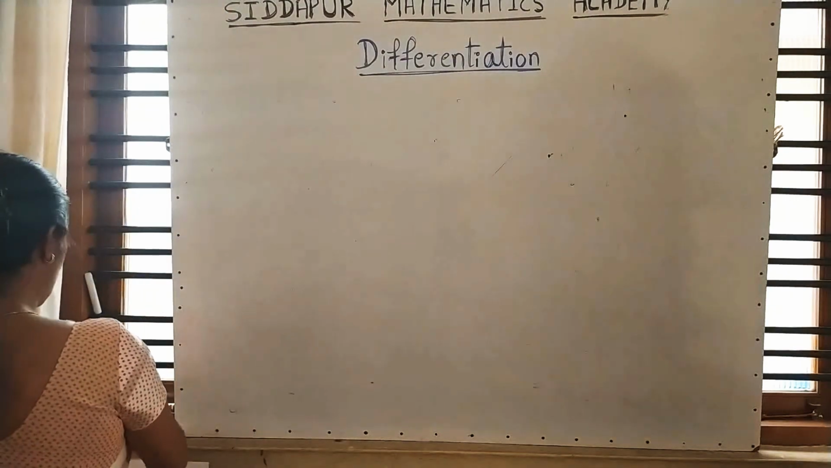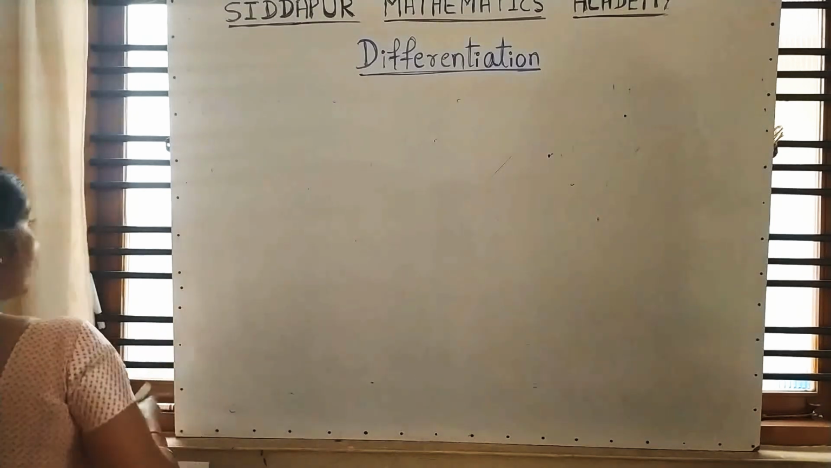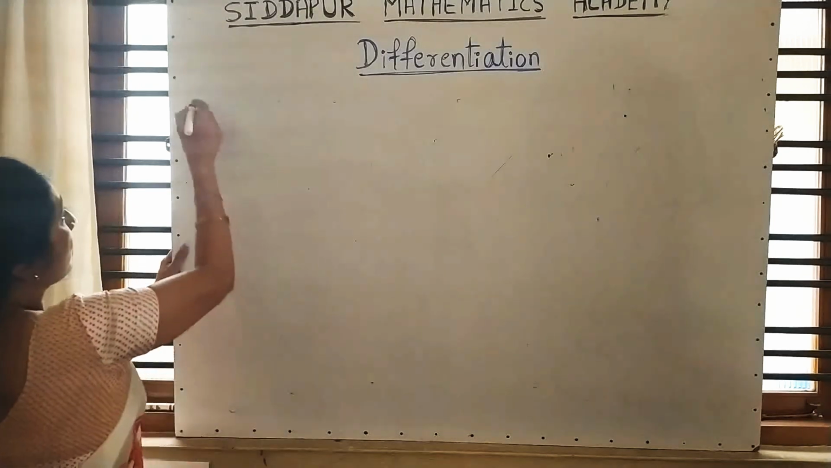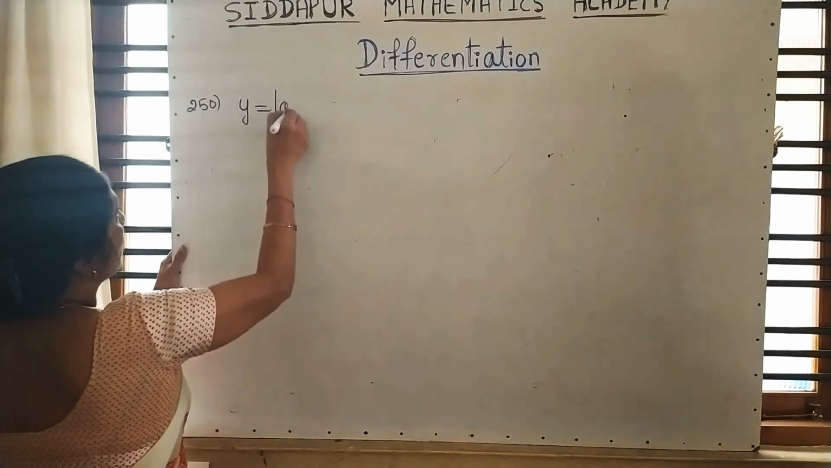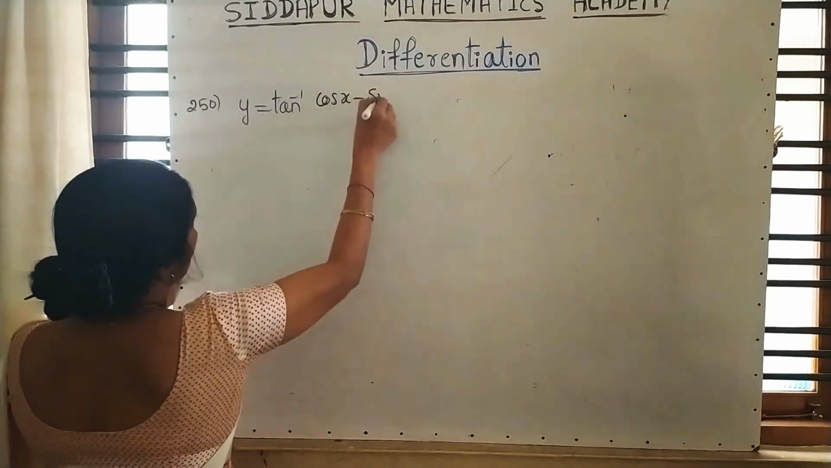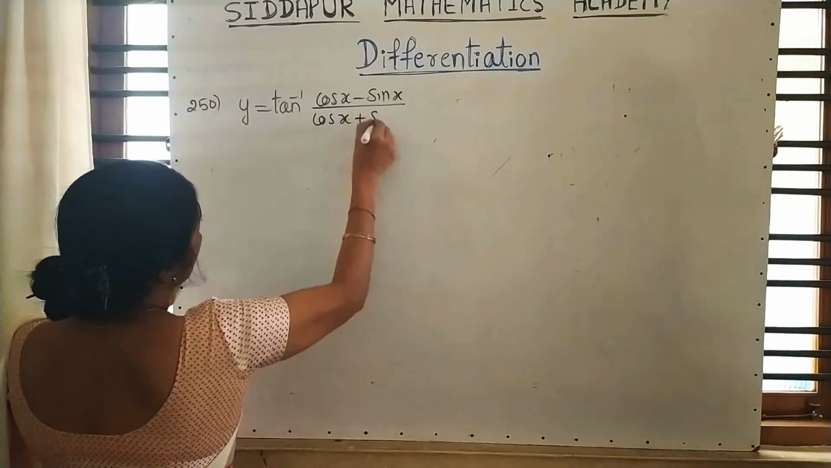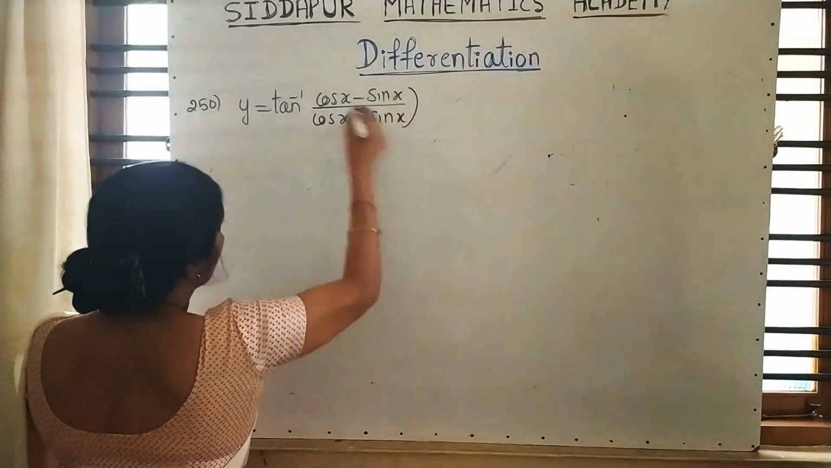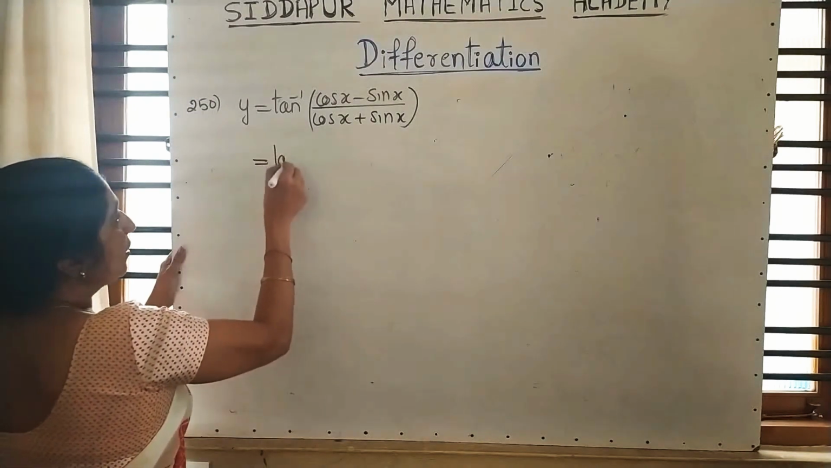Again, slight change. I want to make you perfect. I am giving you the problem with a slight change. Y is equal to tan inverse of (cos x minus sin x) upon (cos x plus sin x). If you remembered inverse trigonometric functions, you can easily solve.